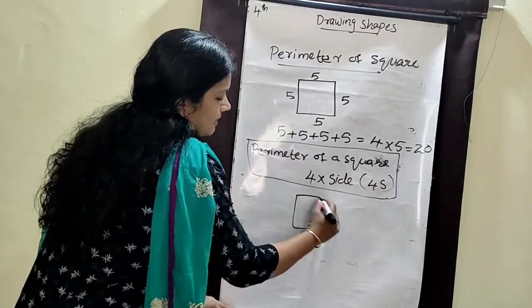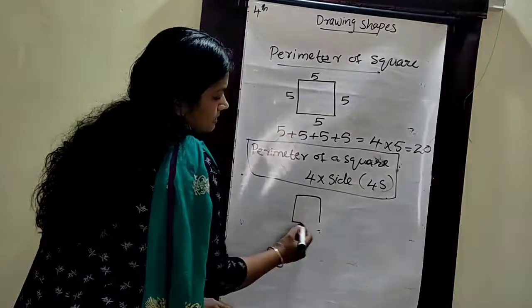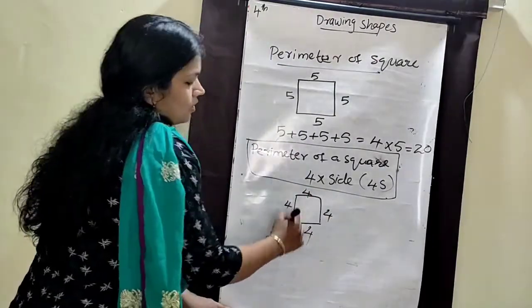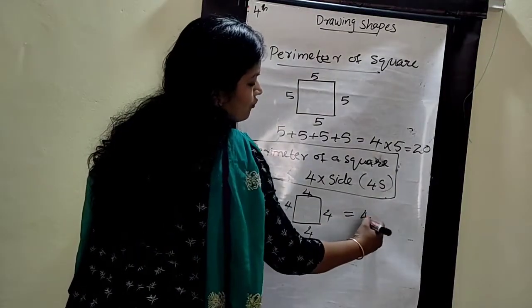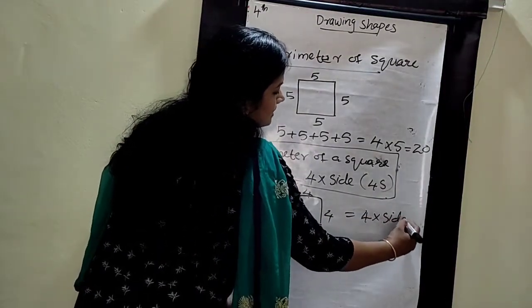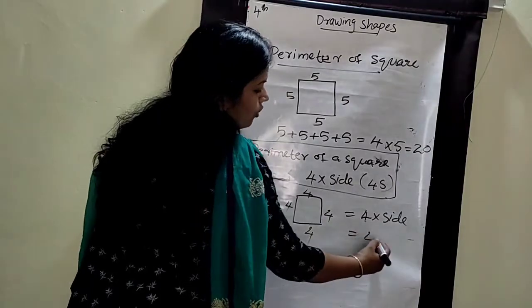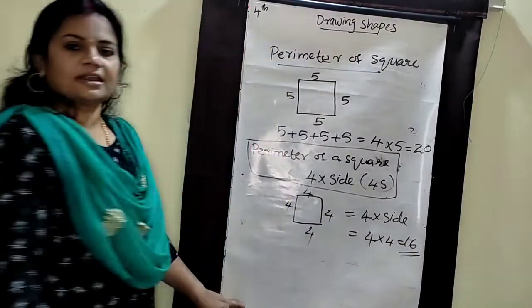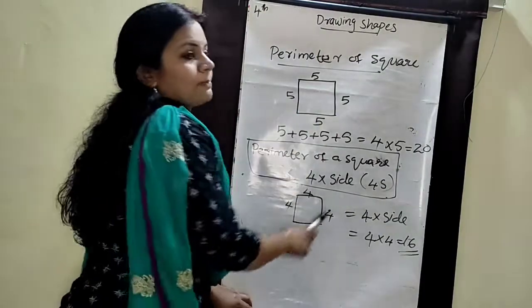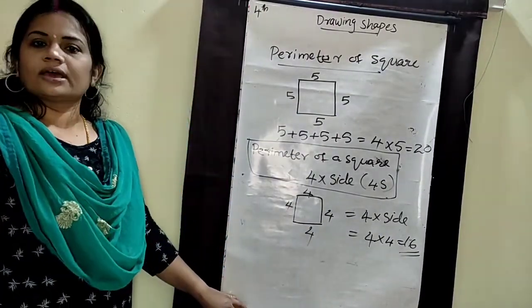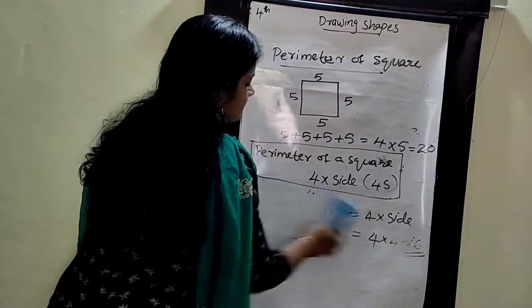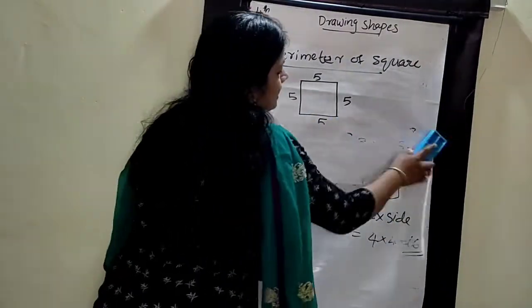Then here is another example. This side is 4 centimeters. How do we write the perimeter? 4 into side. Side is equal to 4. 4 into 4 is equal to 16 centimeters. This way we can find the perimeter of a square. Understood? Next we have to study the perimeter of a rectangle.